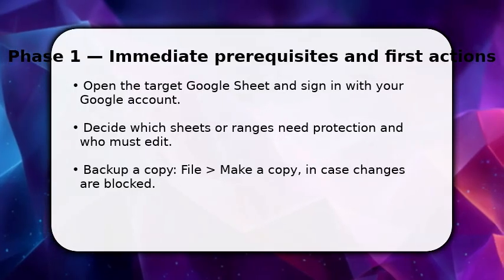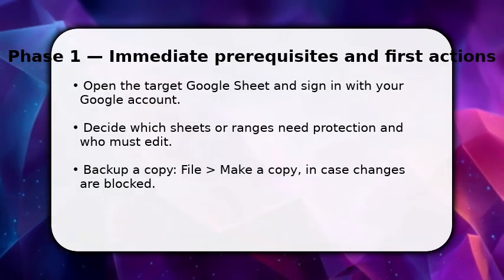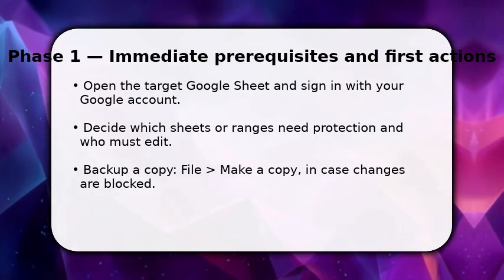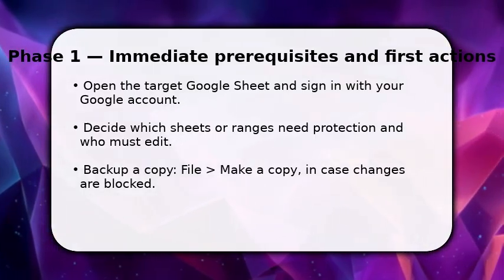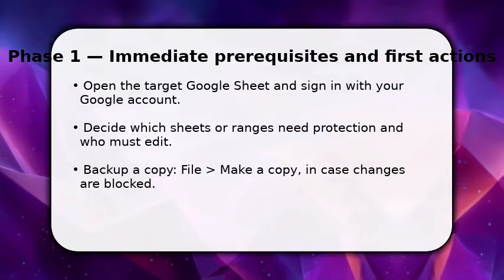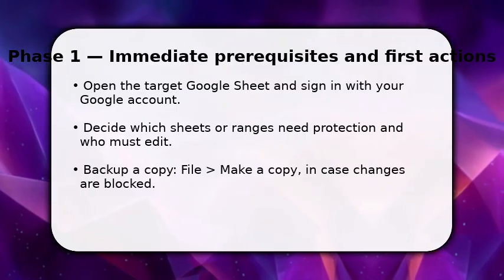You start by opening the Google Sheet and confirming you own or can edit it. Once done, pick the exact sheets or cell ranges you want to restrict. This narrows scope and prevents accidental lockouts. Make a quick backup copy now so you can restore data if protection misfires.